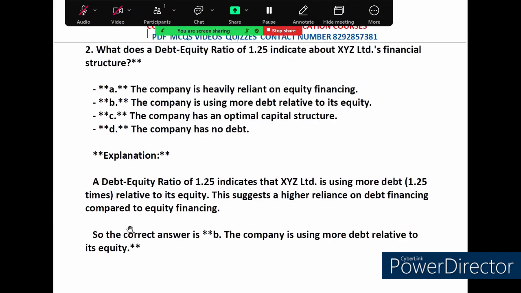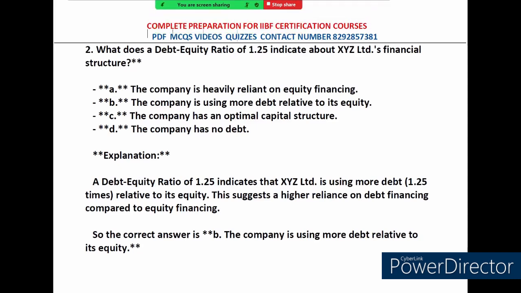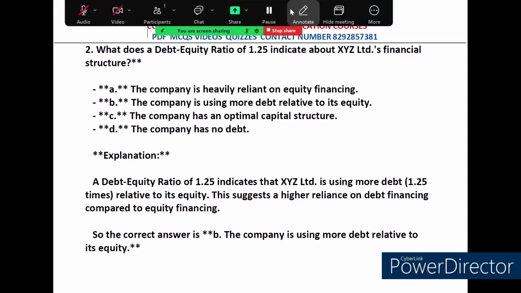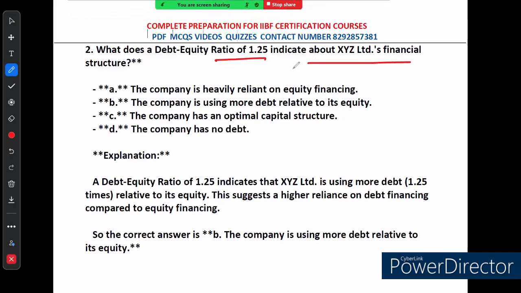Now let's move on to question number 2. In this question we are going to interpret the debt equity ratio we calculated earlier for XYZ Limited. The first question is: what does a debt to equity ratio of 1.25 indicate about XYZ Limited's financial structure? Earlier we found this answer, 1.25. Now it asks for interpretation.